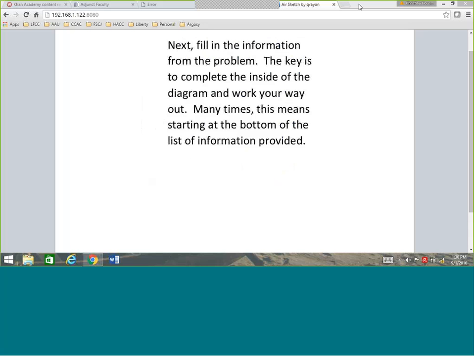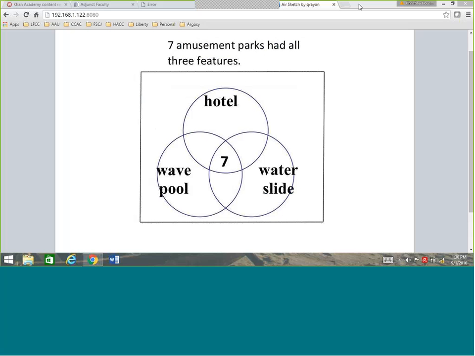Okay, so we're going to take the information from the problem and fill in the diagram. The key is to complete the inside of the diagram and work your way out, okay? And I just mentioned starting at the bottom of the list of information is a good place to go. So I know where all 3 circles intersect, it's a 7, because we're told that 7 amusement parks had all 3 features. And for some of these, I will use the cardinality notation, and some I won't, just to keep that going throughout this.